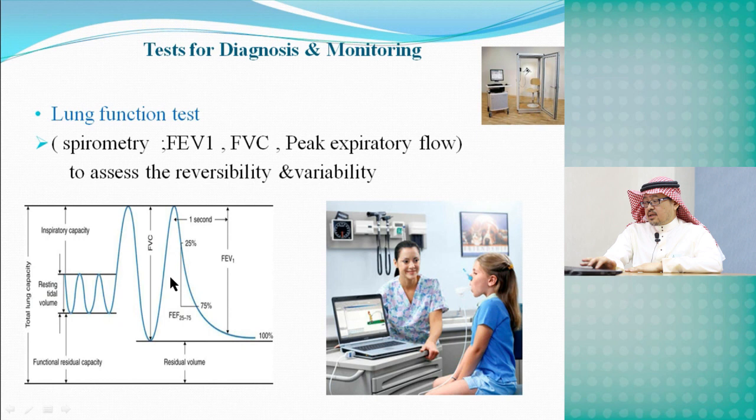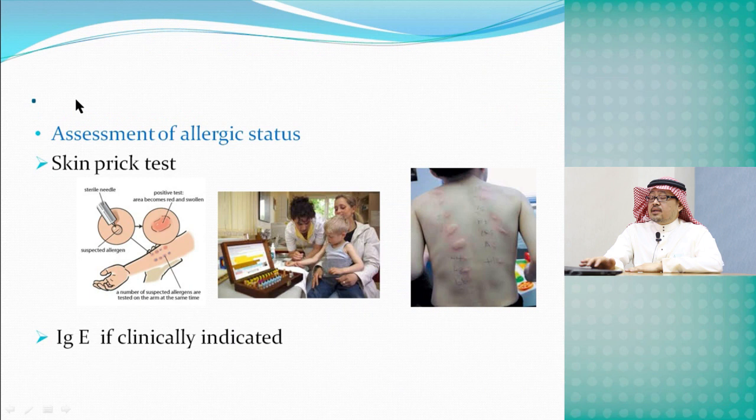Another test which helps in the diagnosis and supports asthma is the skin prick test, as seen here, to identify the predisposing factors which can predispose to the occurrence of the acute attack. Also, we should not forget the level of total IgE if we need it to be investigated.